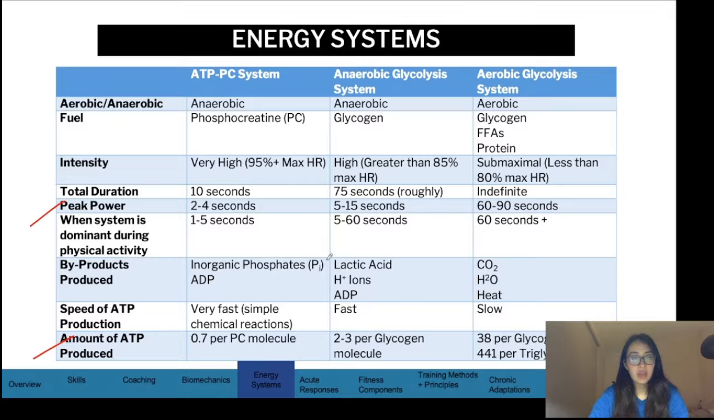Inorganic phosphates are known as Pi and ADP. Hydrogen ions, or Pi, can also interfere with the muscle acidity, I think, but it's really the hydrogen ions which are the main culprit there. So hopefully that makes sense.